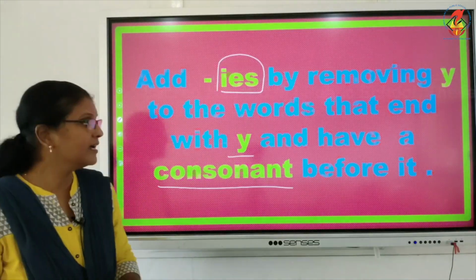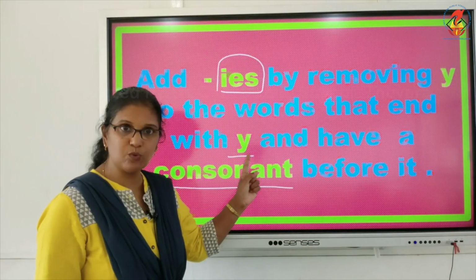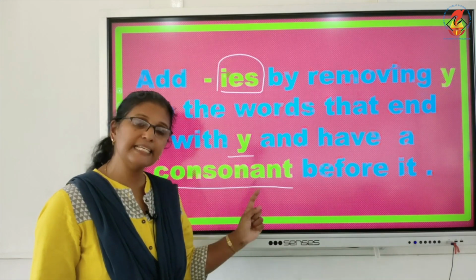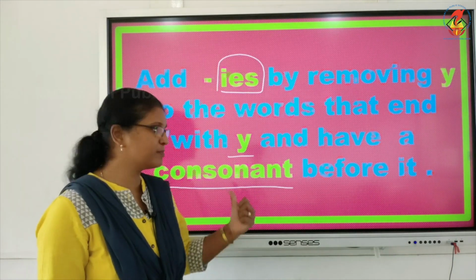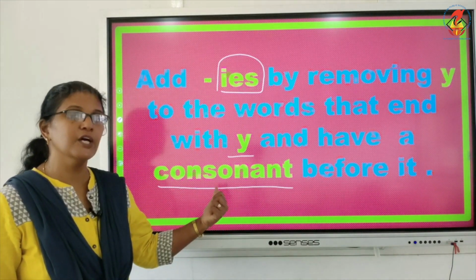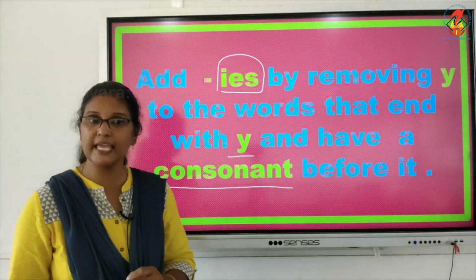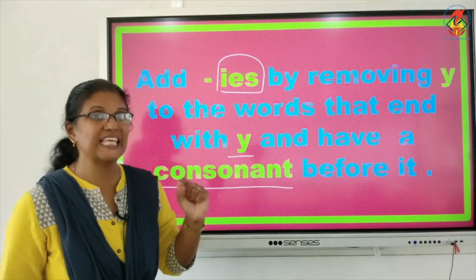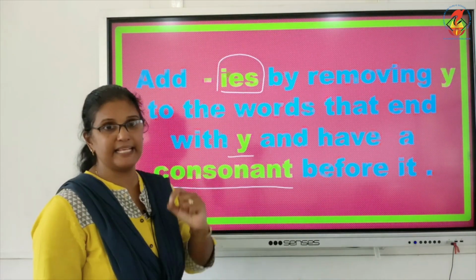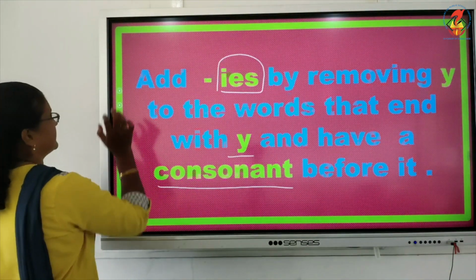I repeat, if a word is ending with Y and it has a consonant just before it, you will remove the letter Y and write IES in its place. Let's see few examples.